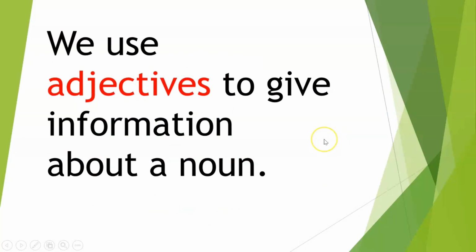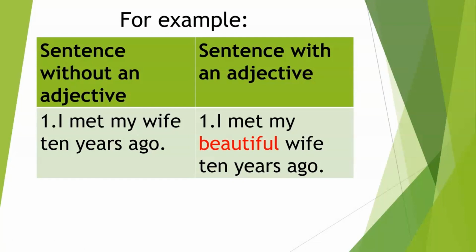Now, we use adjectives to give information about a noun. And here are a couple of examples. Here is an example without an adjective. Here is an example with an adjective. I met my wife 10 years ago. We can say that, but if you want to give more information about your wife, you can say, I met my beautiful wife 10 years ago. So we can use words such as beautiful, which are adjectives, to give more information about a noun.